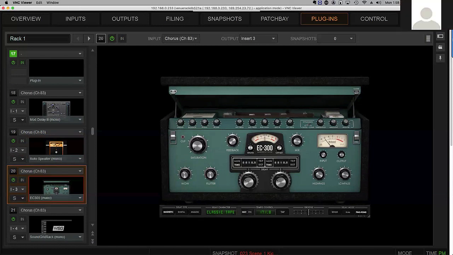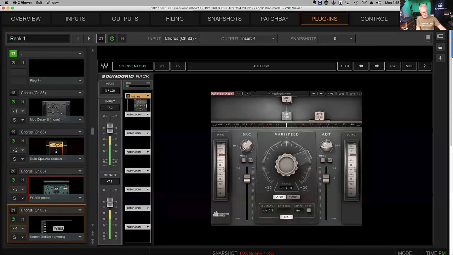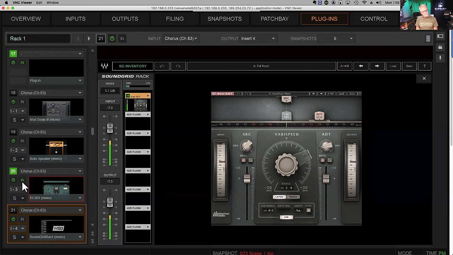All right, let's try that. So this is one of the McDSP delays, the EC300. There's tons of great presets in this, and you'll hear the difference here. Now, I know this is probably a little boring to listen to. It's certainly not the most exciting thing to listen to, but you get some sense of what it does.